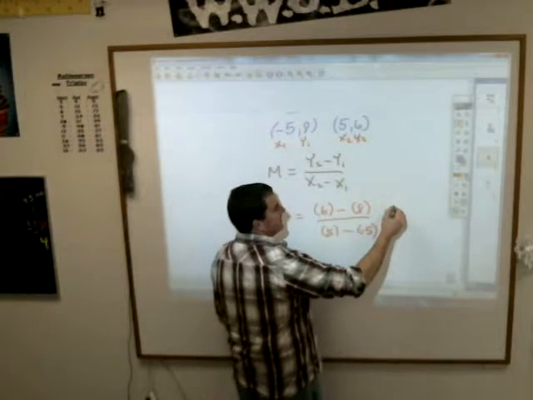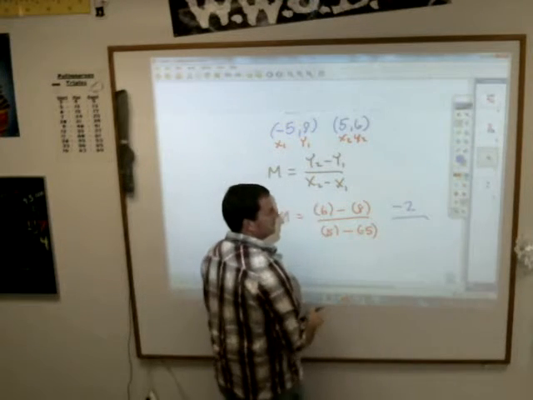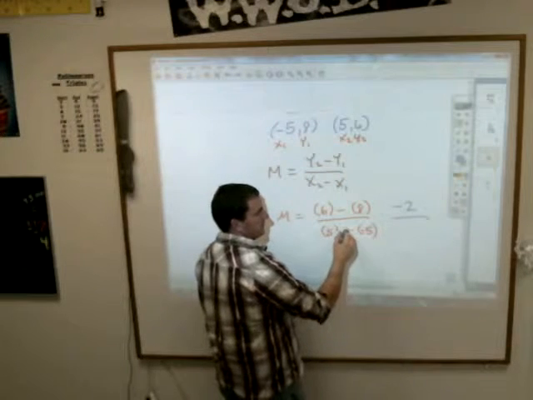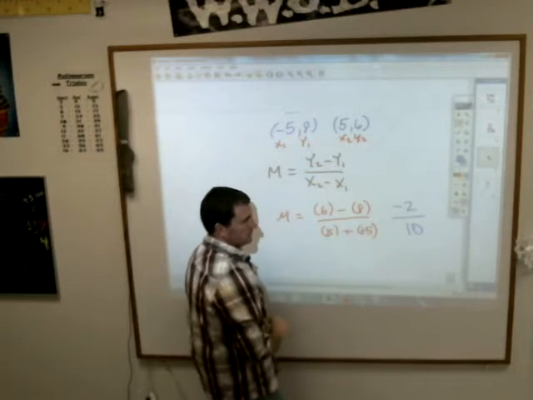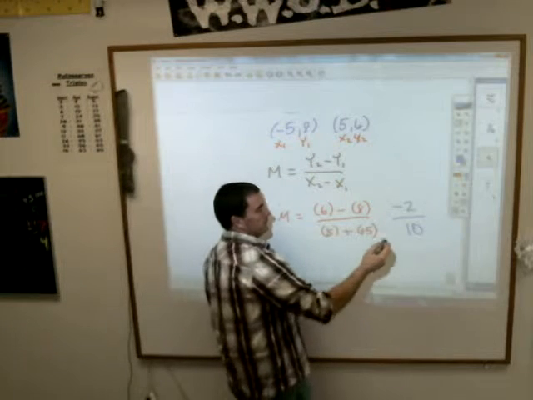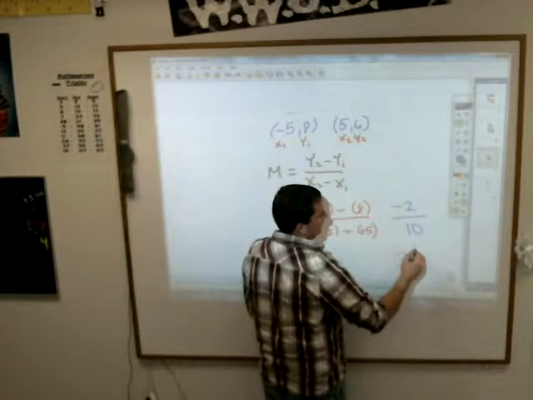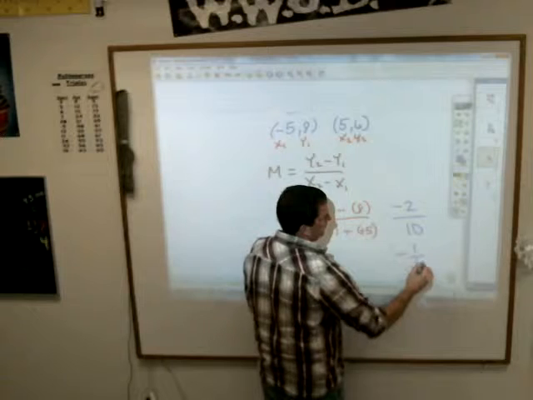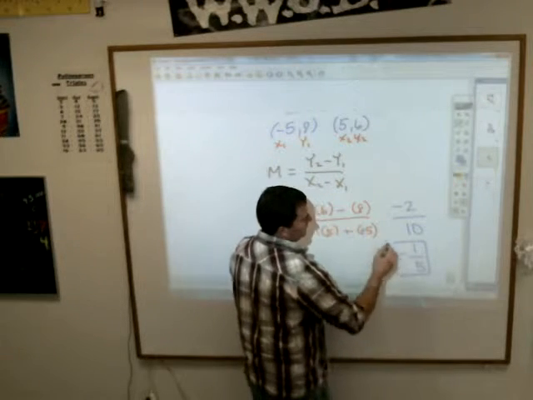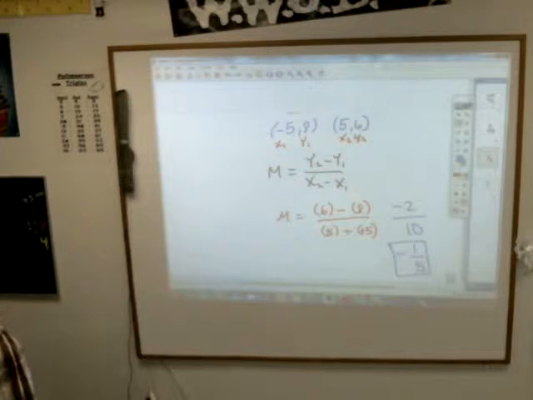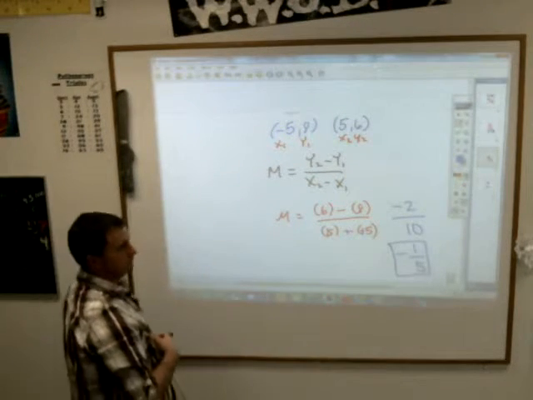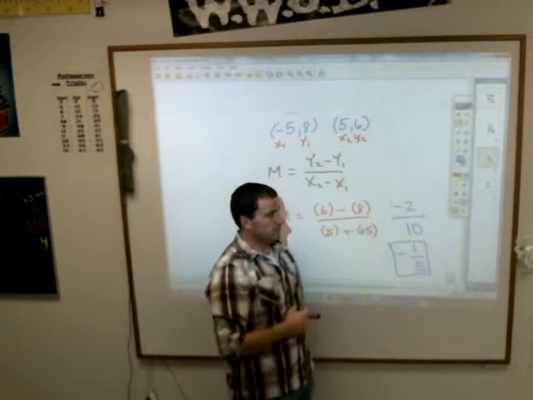6 minus 8 is -2 on top. 2 negatives here make this actually a positive: 5 plus 5 is 10. And then the slope, if you reduce it down, is -1/5. So if there's one negative number, it will be negative, like in multiplication and division, yes.